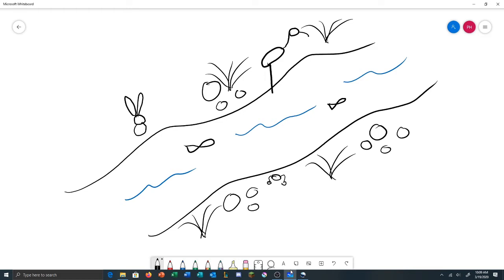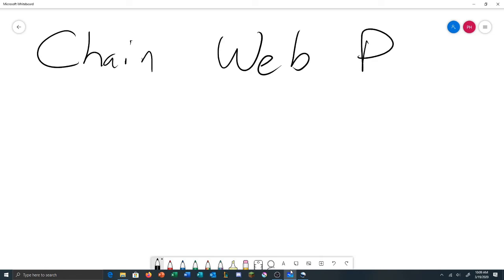Now, how does energy go from one thing to another inside of that ecosystem, you ask? You probably didn't ask, but I'm telling you anyways. Now, energy flows through three different ways. You can have a food chain, a food web, and a food pyramid.